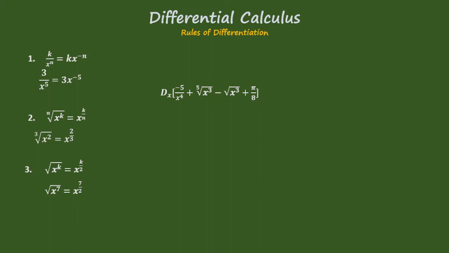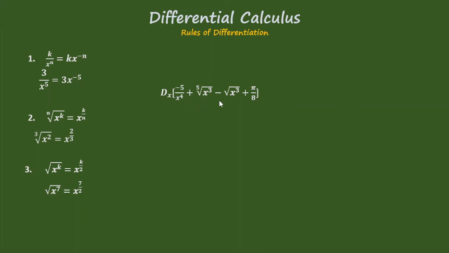Let's try an example that covers all these rules or laws of the exponents, so that you can see how it works. Let's say you've been given negative 5 over x to the exponent 4, plus the fifth root of x to the power 3, minus the square root of x to the power 3, and pi over 8, and you are required to find the derivative of this.